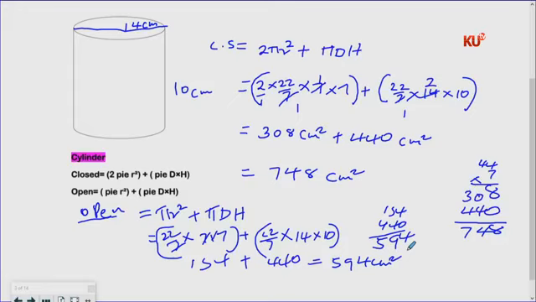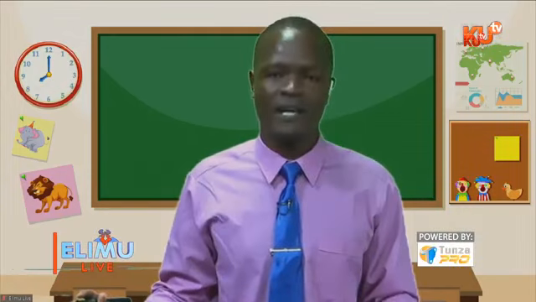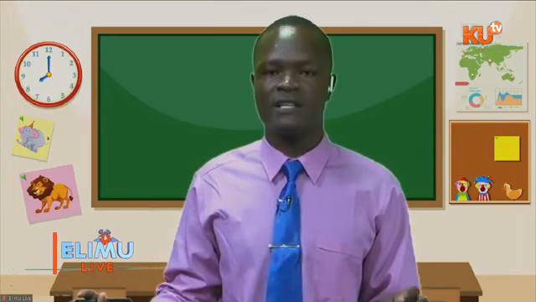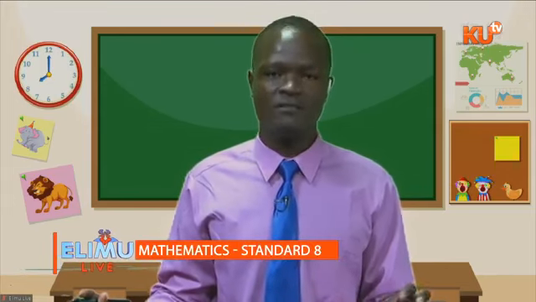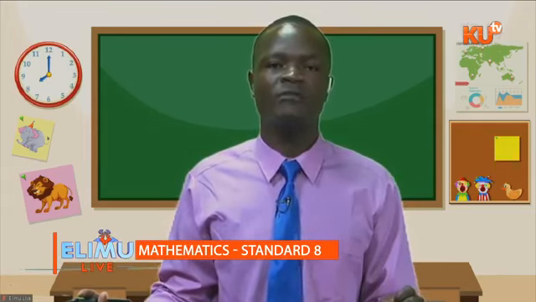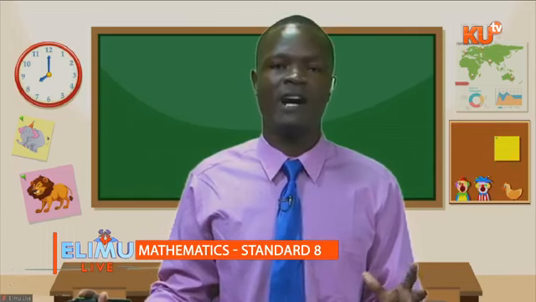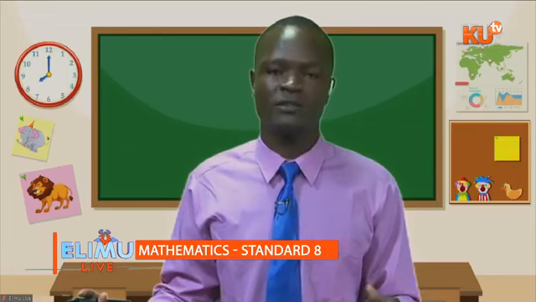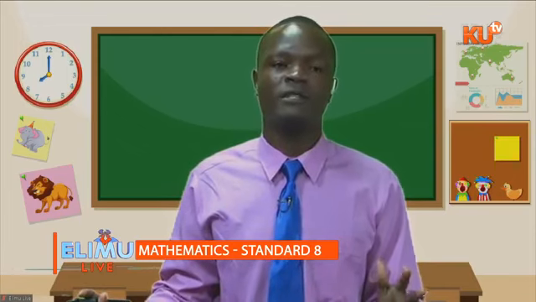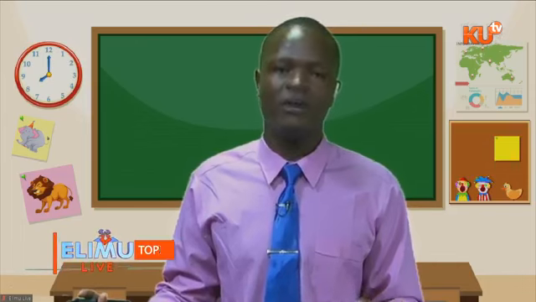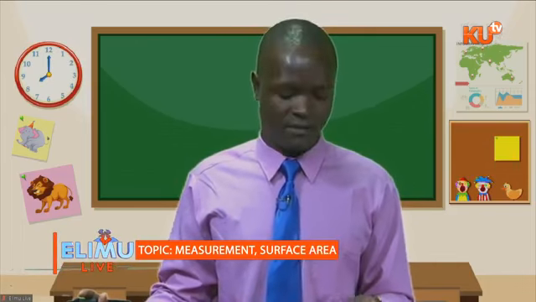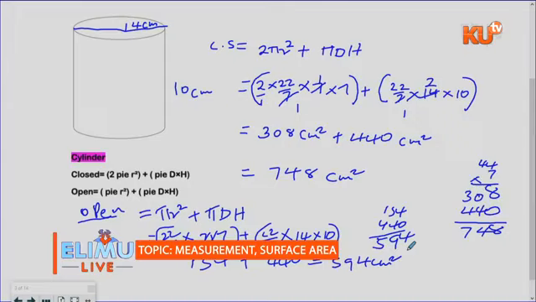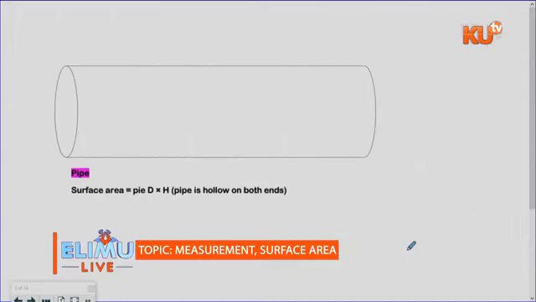The difference between a closed cylinder and an open cylinder is that a closed cylinder has got two circles. So we find the area of the two circles, and then we find the area of the curved part. And that is why we are using pi dh and then 2 pi r squared. If it is open, then you're supposed to find only the area of one circle, then you add the curved surface area. Okay. Next one.